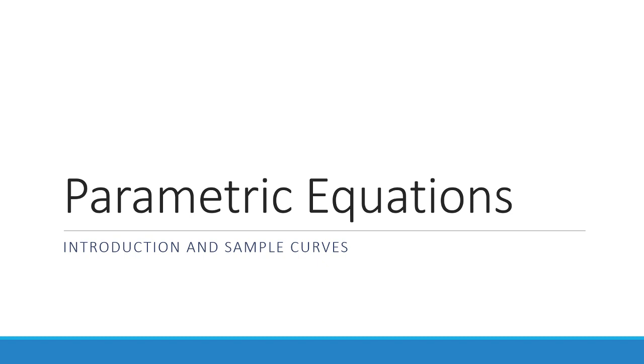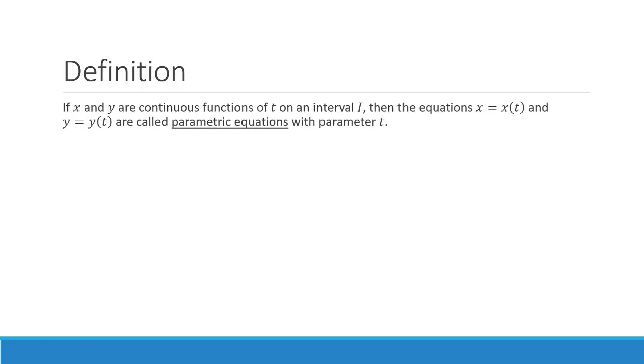The first one here with parametric equations, the idea is that we have x and y, our variables, and we consider them continuous functions of some other variable, in this case a parameter t. If x and y are continuous functions of t on an interval I, then the equations x equals x of t and y equals y of t are called parametric equations with that parameter t.